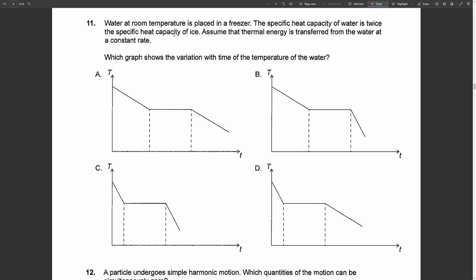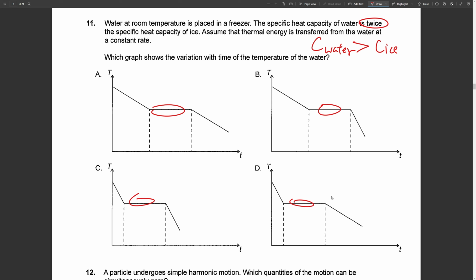In question 11, we have a cup of water starting from room temperature and it's being placed in a freezer. It suggests that the specific heat capacity of the water is twice that of the ice. So the specific heat capacity of water is double that of ice. And next, which one of the graphs is a correct representation of the change in temperature with respect to time? And you can see that it's always the same for the flat line. It's all identical, which means we can ignore these parts.